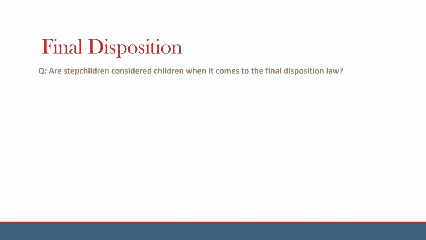Are stepchildren considered children when it comes to the final disposition law? You are not considered a child under the final disposition law. The reason is that there is no legally recognized relationship with a stepchild. Stepchildren are not, under the law, heirs or descendants. That relationship is only created if the child winds up being adopted. So unless the stepchild becomes the adoptive child of the decedent, they are not children under the final disposition law.